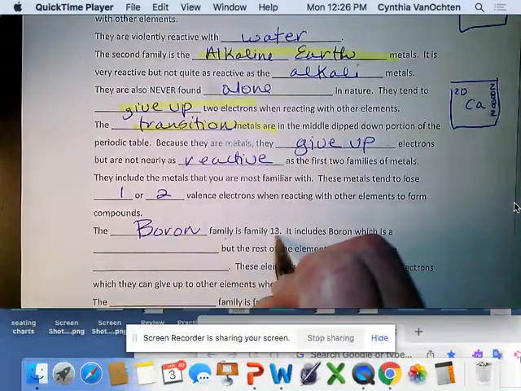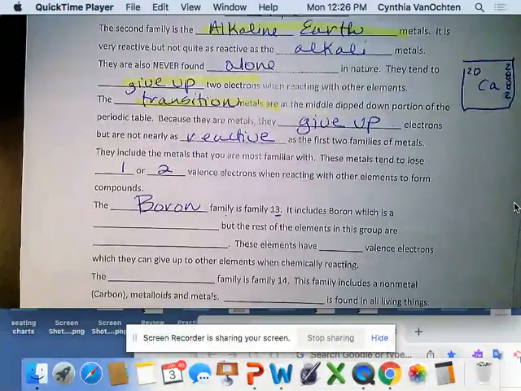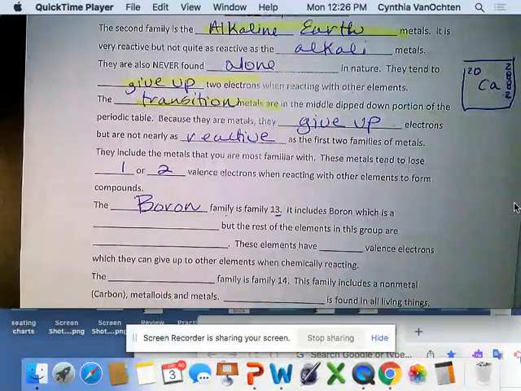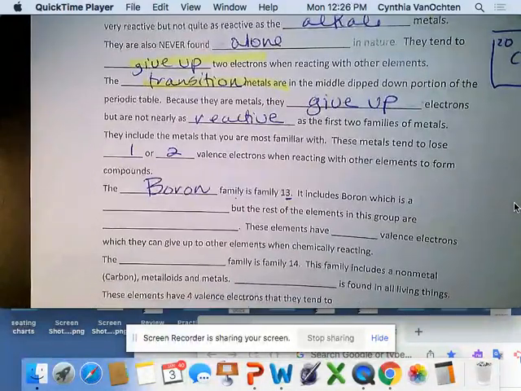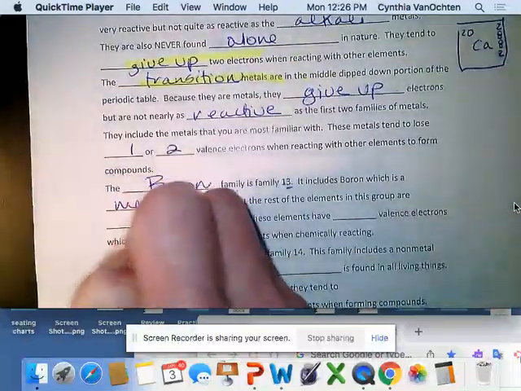And if we look at the 3 part of the 13, that's telling us that whole family of elements has 3 valence electrons. It includes boron, which is a metalloid. It's a semiconductor.